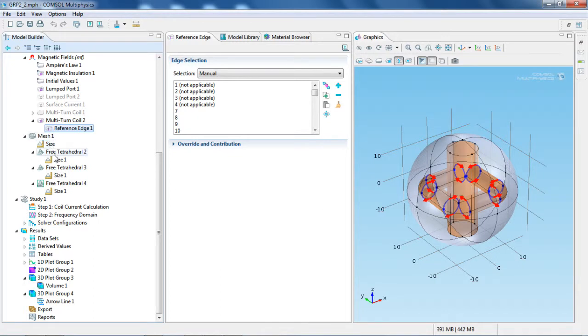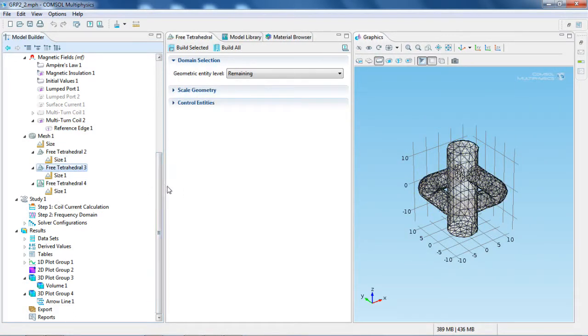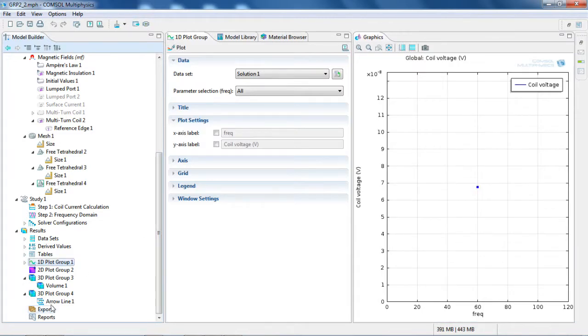A variable mesh was again used, where the Rogowski coil was subjected to the finest mesh. Finally, the results are as follows. The voltage induced in the coil is, whilst the direction of the magnetic fields is.